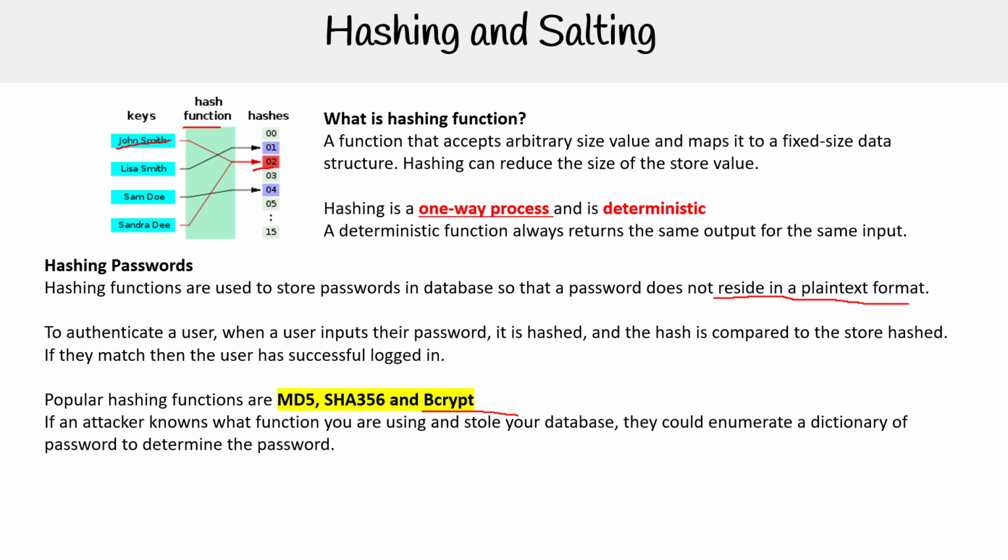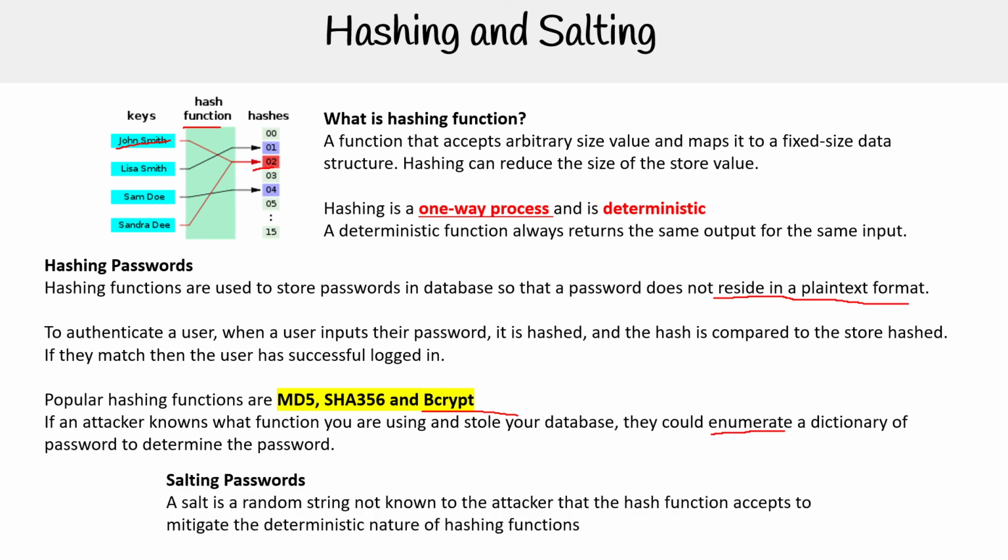If an attacker knows what function you are using, so if it knows the hashing function, then that's an issue because they might not be able to see the password, but they can enumerate against it. Enumerate means like iterate through a bunch of passwords they have to determine what the password is. So a preventative measure, so they can't enumerate using a dictionary, a password dictionary, is to salt the password.